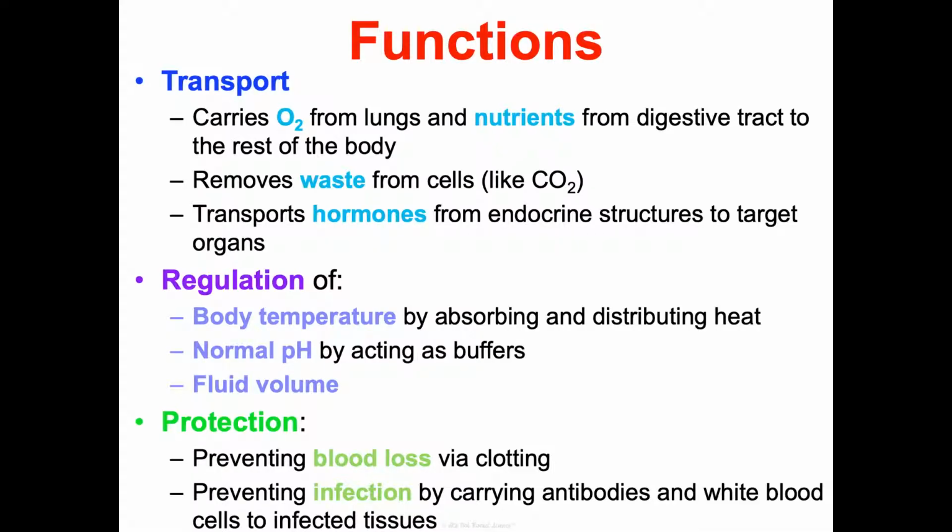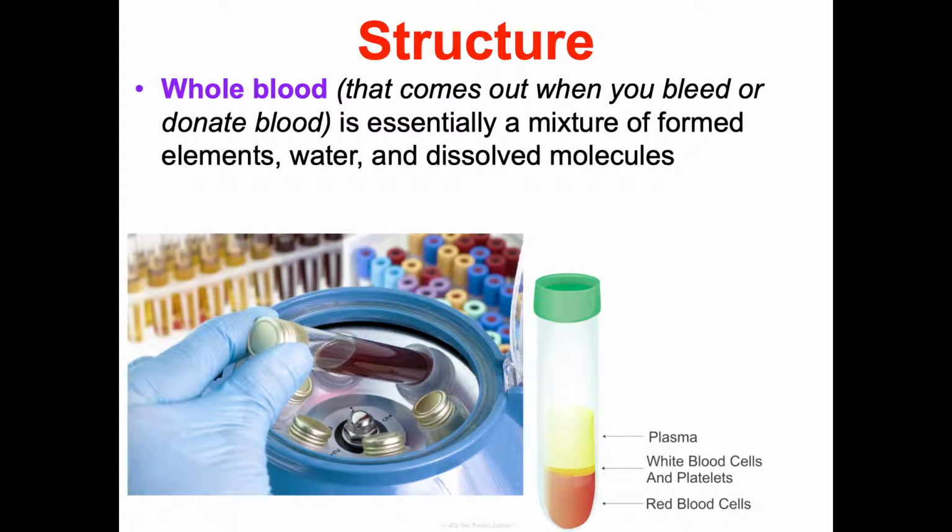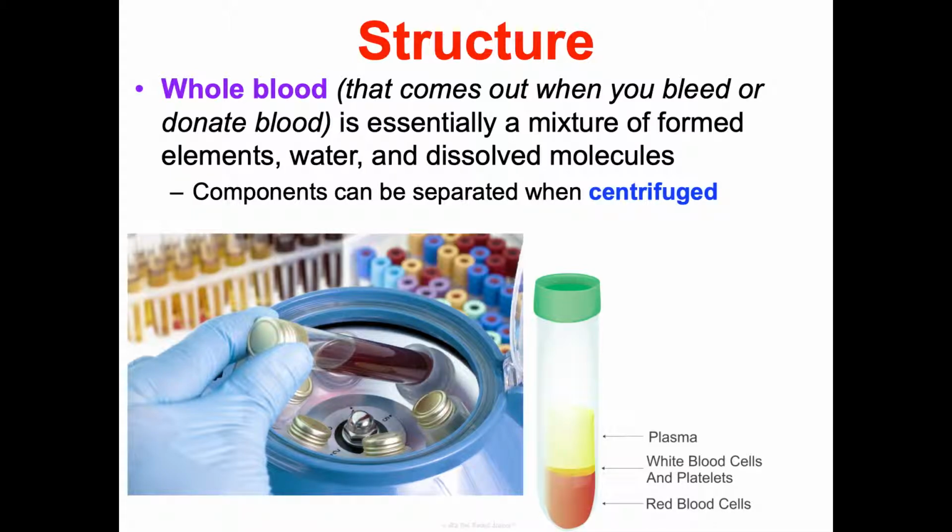So your blood just does so much. It's so incredibly important, and that's why we're spending a whole concept on it. So let's go into that structure more. Whole blood, which is what would come out when you're bleeding, or if you donate blood, we would refer to that as whole blood. It's essentially a mixture of formed elements, which are the different types of blood cells, water, and dissolved molecules. And we can separate the components of blood pretty easily when they get centrifuged, which is basically where we spin them incredibly fast and the elements separate out by density.